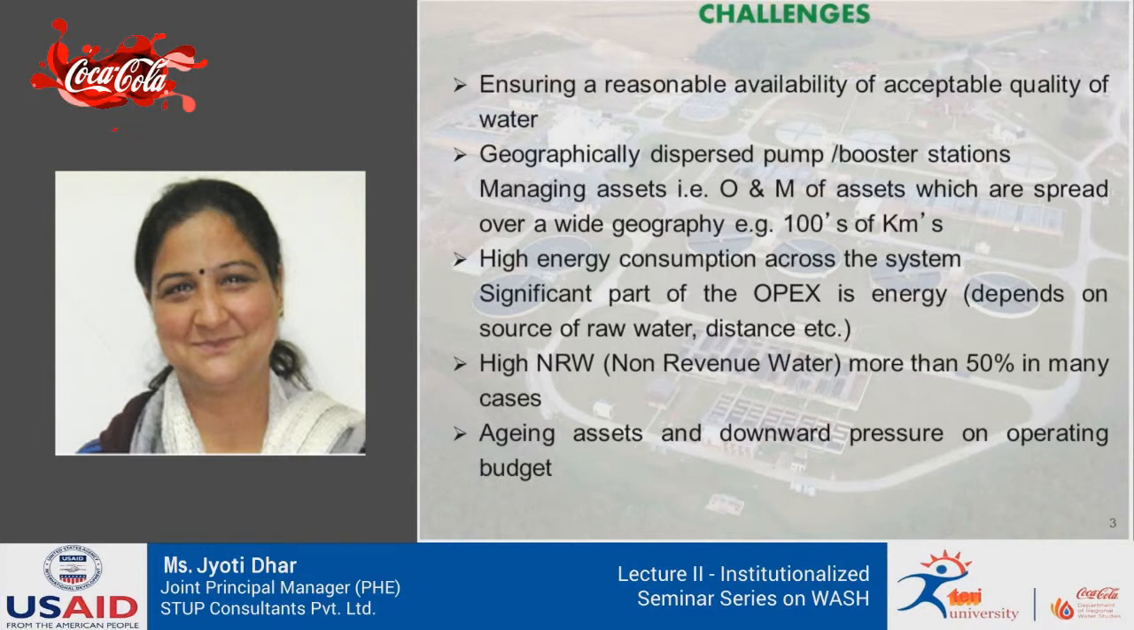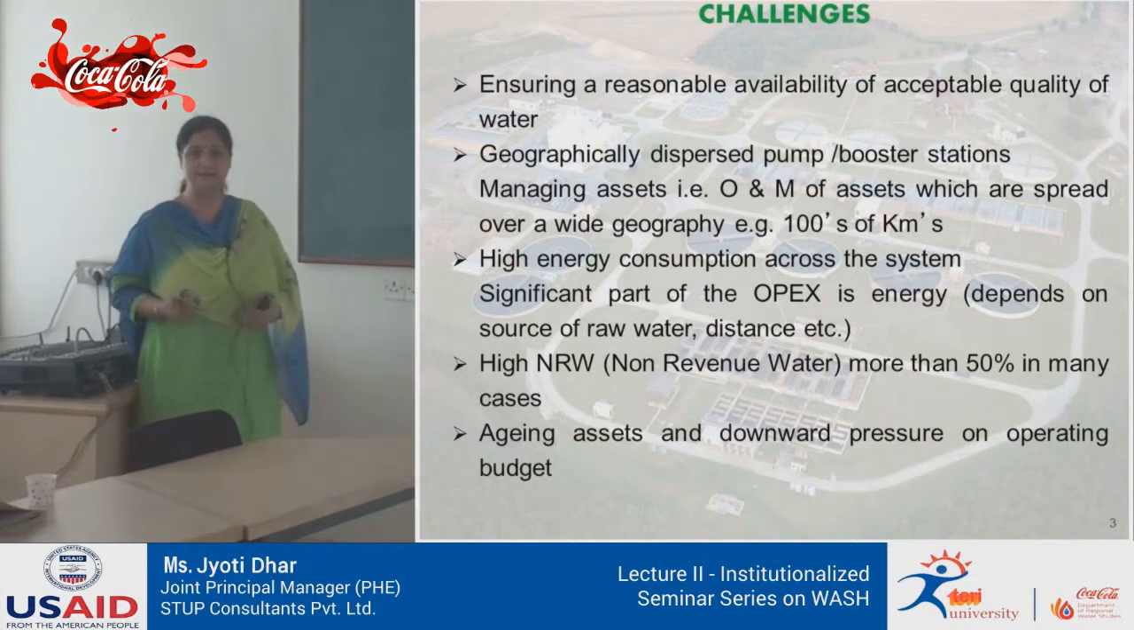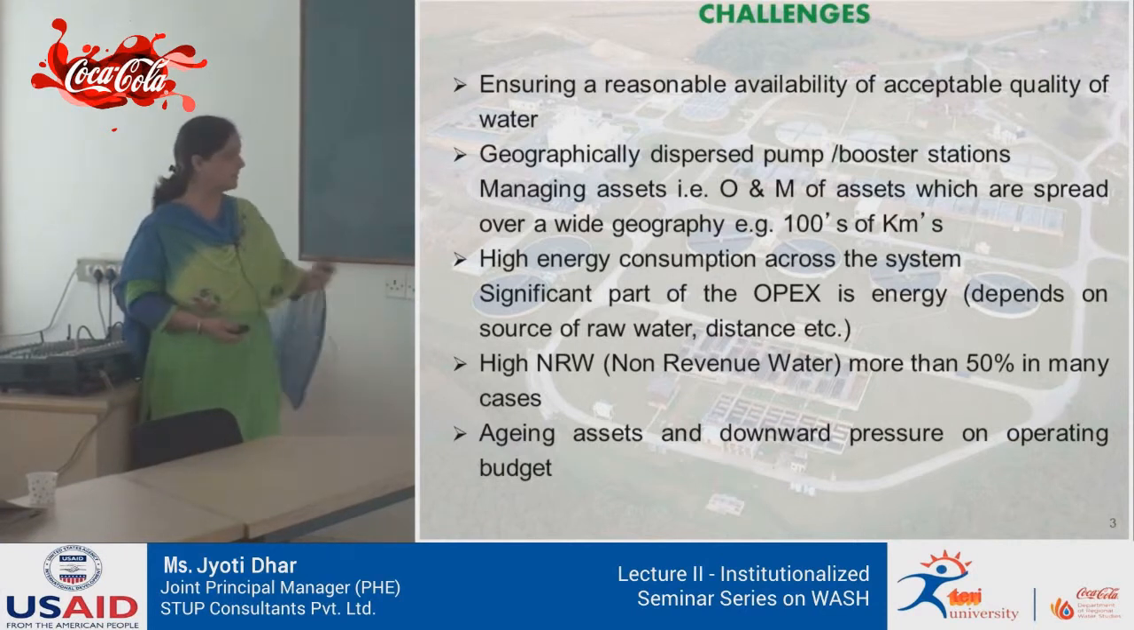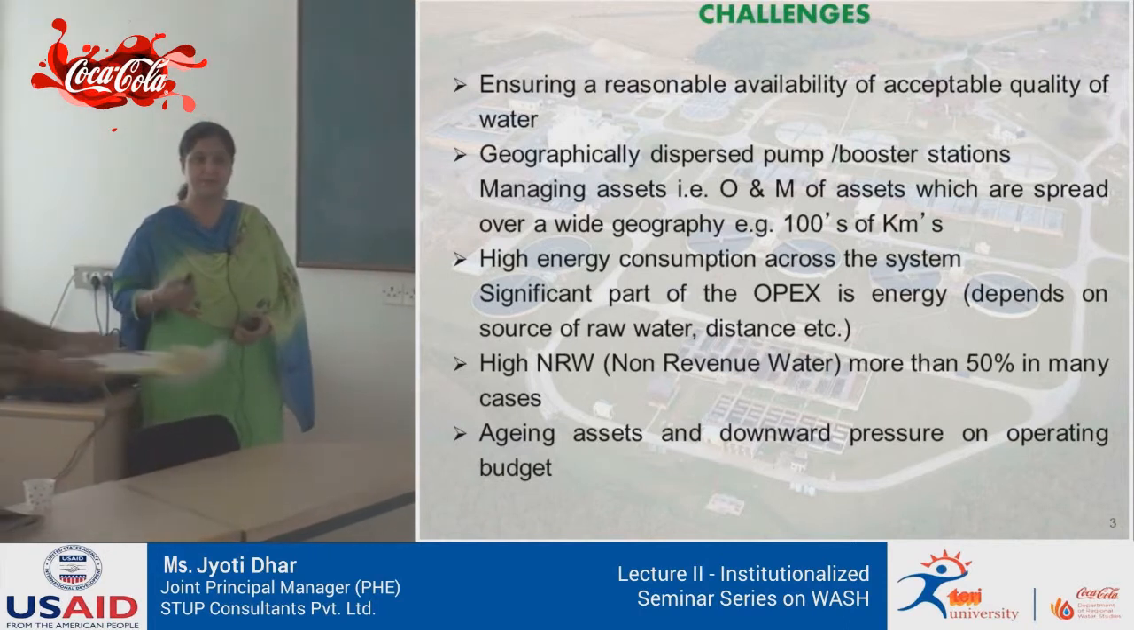Then there comes the NRW. NRW is non-revenue water. That is the leakages we are getting in the water, and we have to protect against those leakages. We have to install pressure transmitters and flow transmitters to monitor those leakages. Then there are aging assets and downward pressure on operating budgets. Once your assets age, they need maintenance. Hence your operating budget goes up for operation and maintenance, because you have to maintain more and more spares.